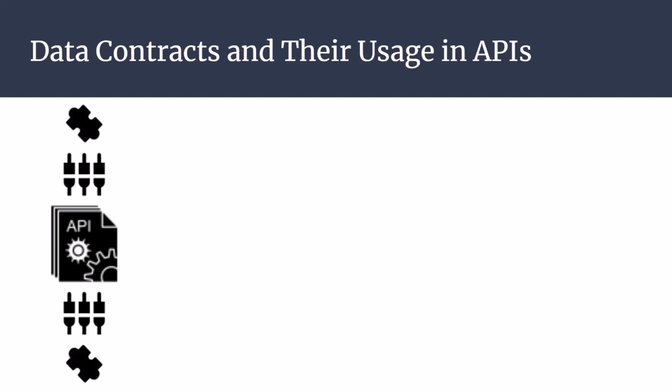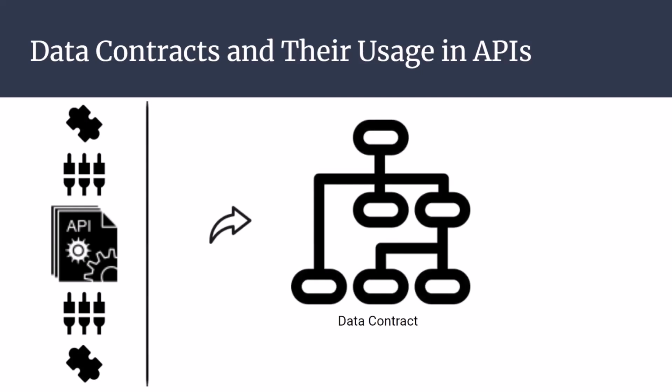In turn, a data contract is a formal agreement between a client and the server that defines the structure of the data that will be exchanged between them. It specifies the data types, fields, and other information that the client and server need to understand in order to communicate with each other effectively.